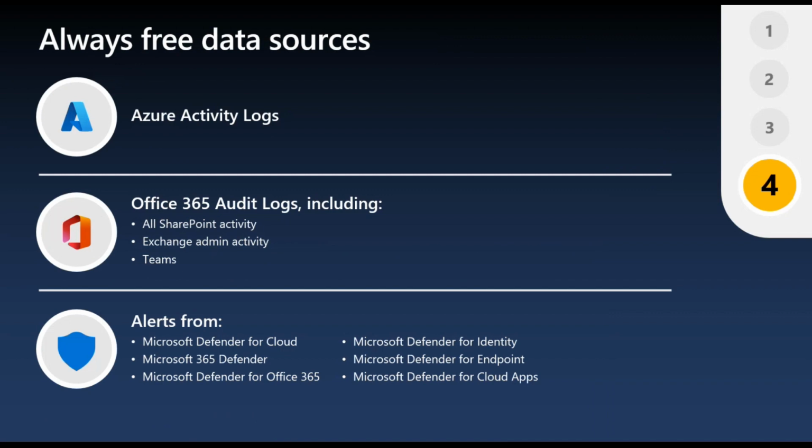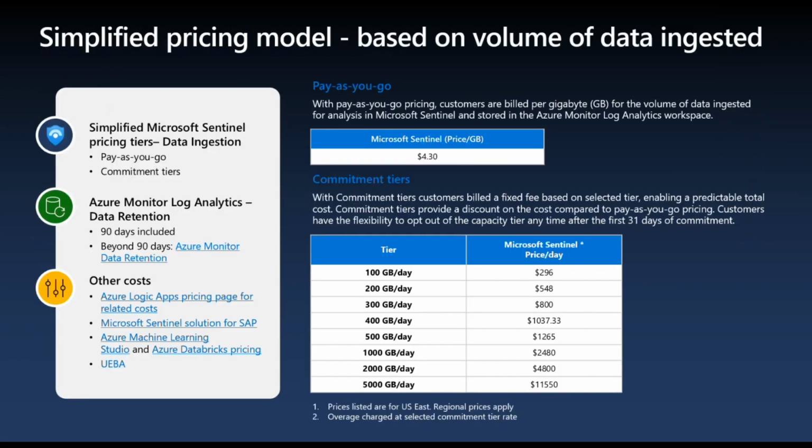The last program that customers can take advantage of, and this is always free: your Azure activity logs, your Office 365 audit logs, which are going to cover your SharePoint activity, Exchange, and Teams, and then the alerts from the Microsoft Defender suite of products. All the alerts that come from these different solutions are a free data source. So there's a number of different programs that can help customers reduce the amount of spend in Sentinel for their storage, and it's good to take advantage of those.